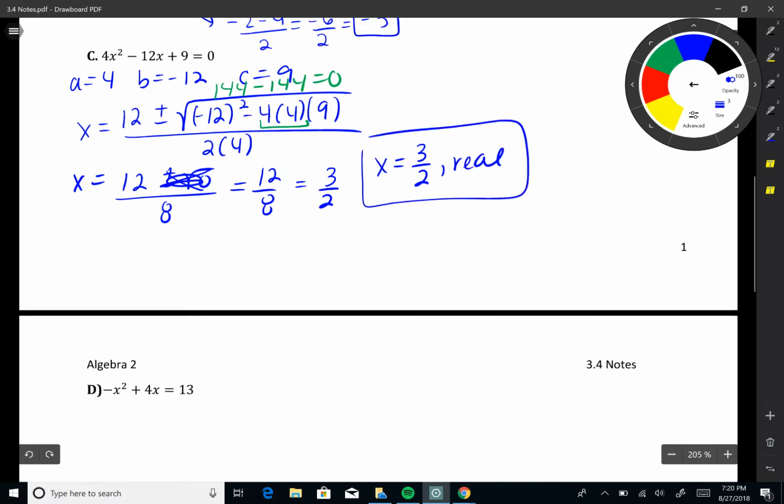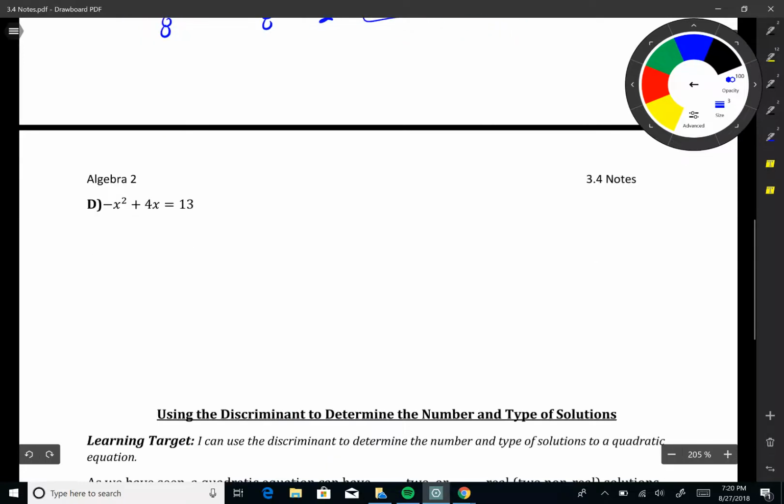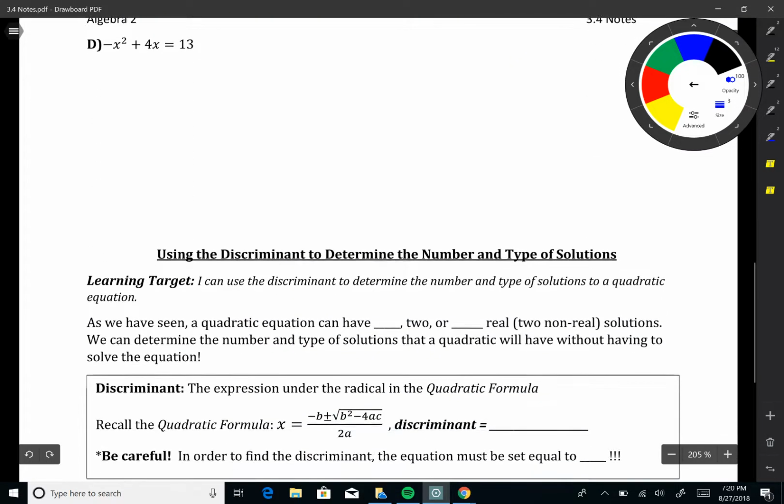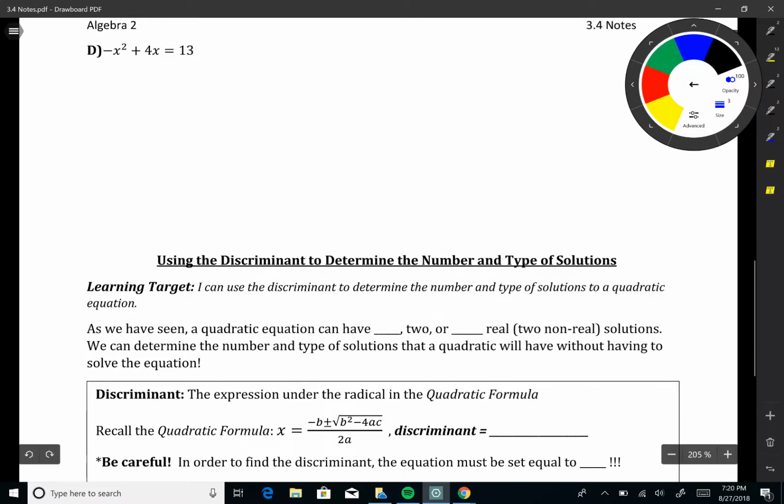Now notice, my first two, I had 2 solutions. This one only had 1. Probably has something to do with the fact that we were taking the square root of 0. In our last example, D, negative x squared plus 4x equals 13. I'm going to subtract 13 first. So I'm going to have negative x squared plus 4x minus 13 equals 0.